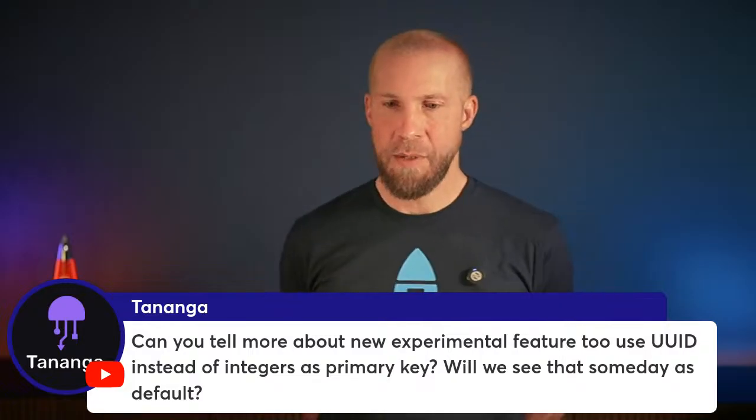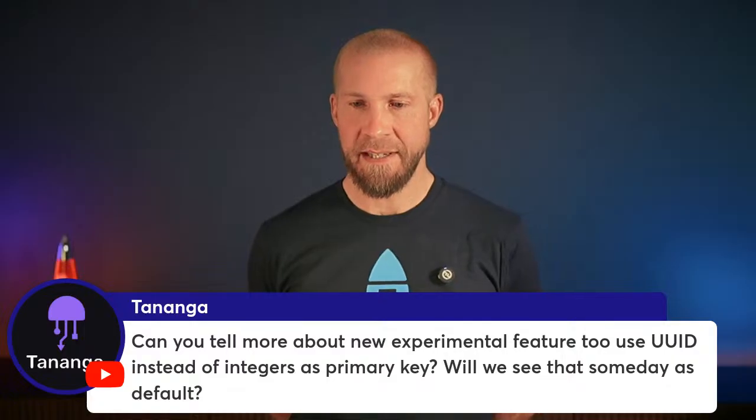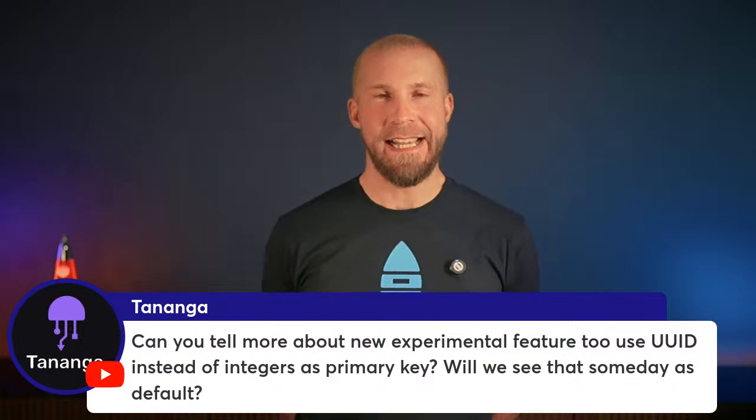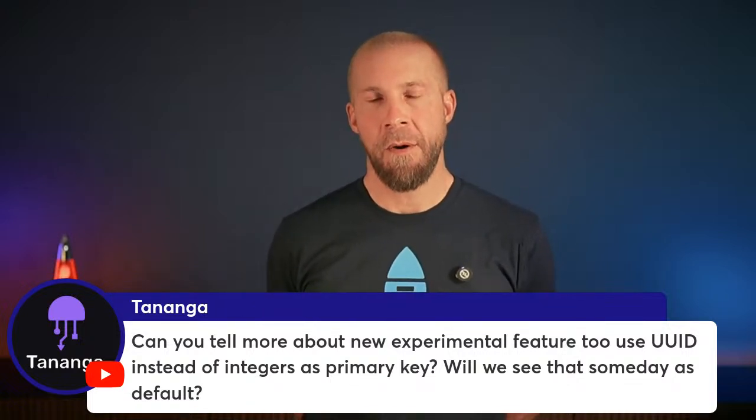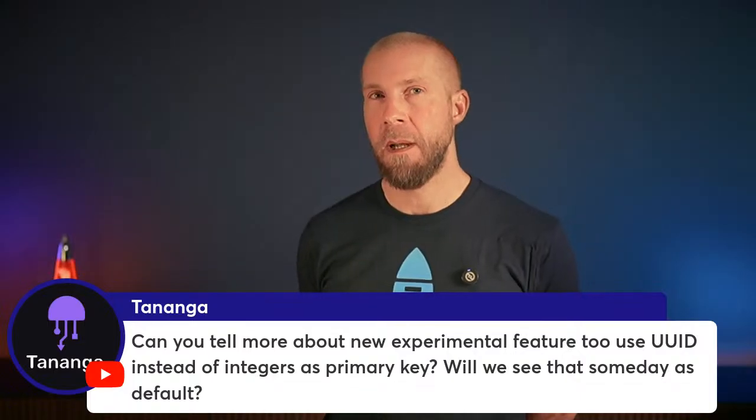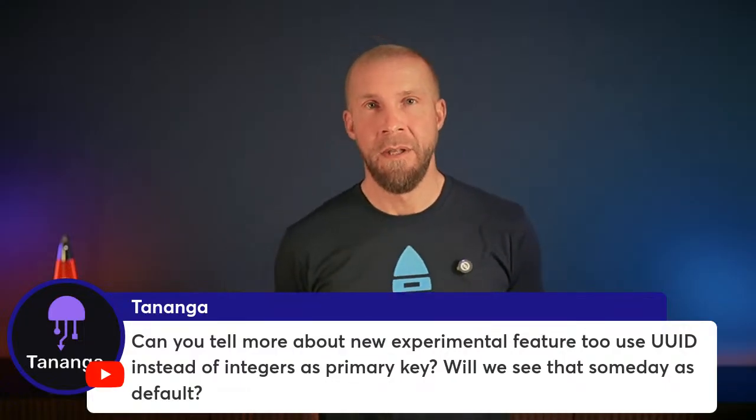All right, can you tell more about the new experimental feature to see UUID instead of integers as primary key? Will we see that someday as default? Great question. Yes, you will pretty soon. We are working on a new authentication module that is pretty far along. It's maybe a couple of weeks out until we can release it, and that relies on the new UUID.